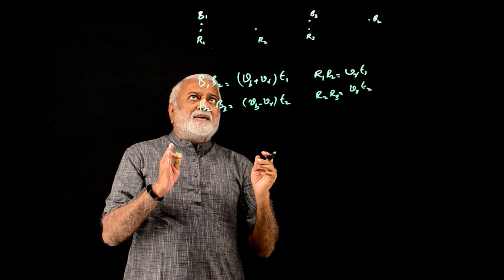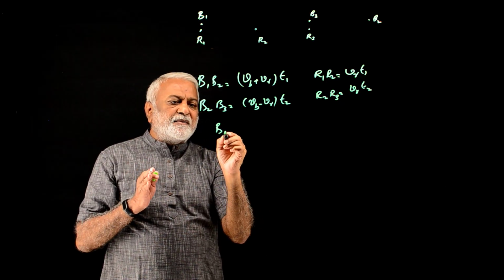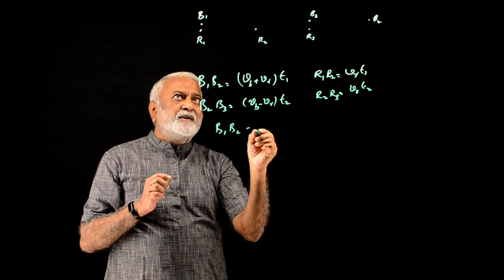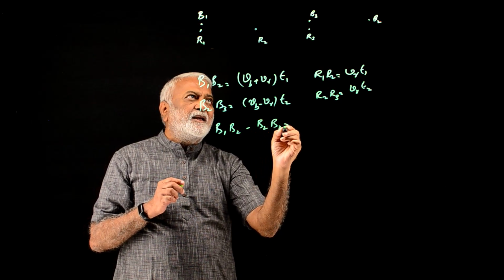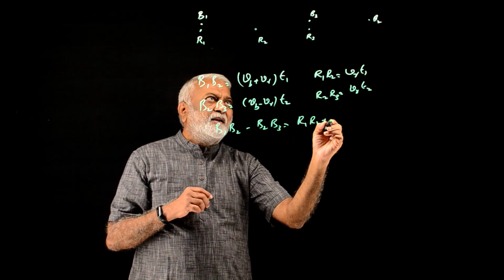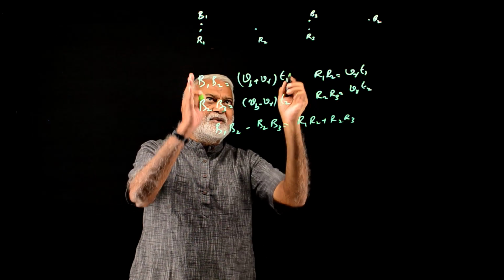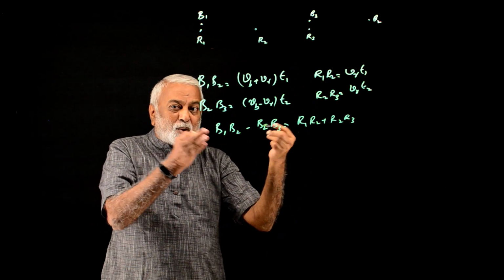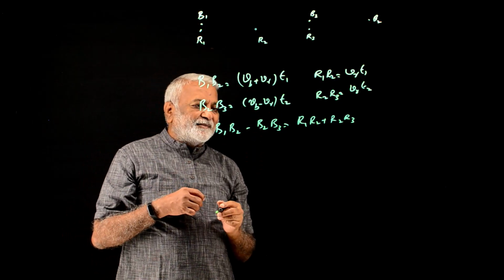So what do we see here? B1 B2 minus B2 B3 equals R1 R2 plus R2 R3. If you notice the diagram I have drawn, there is a clue to the solution here actually. Just look at it carefully.